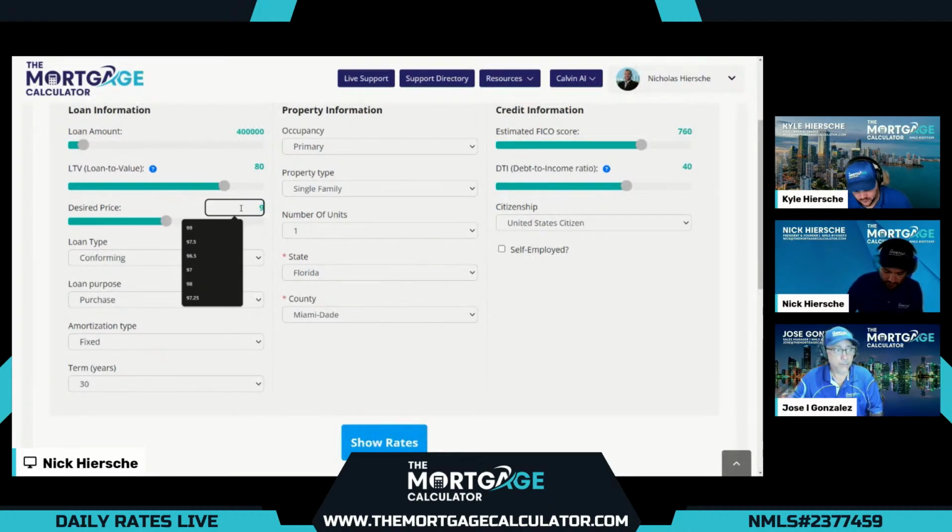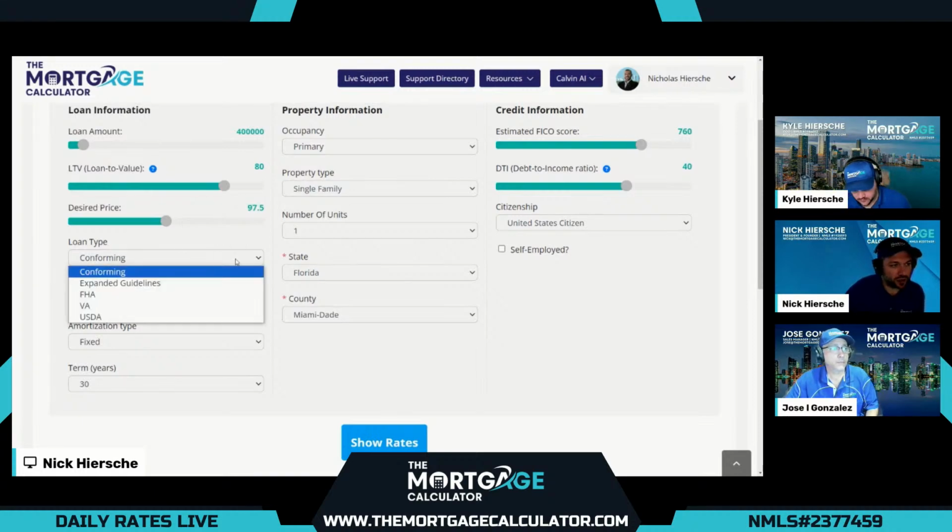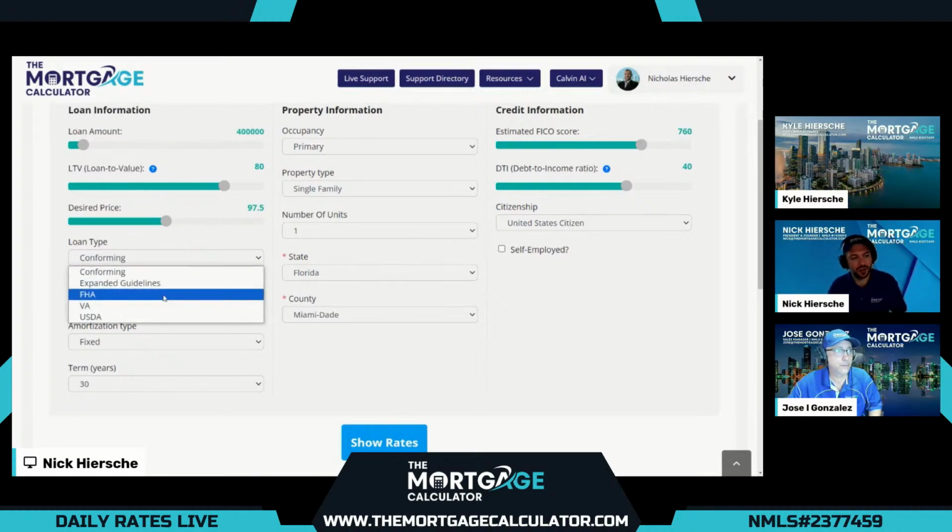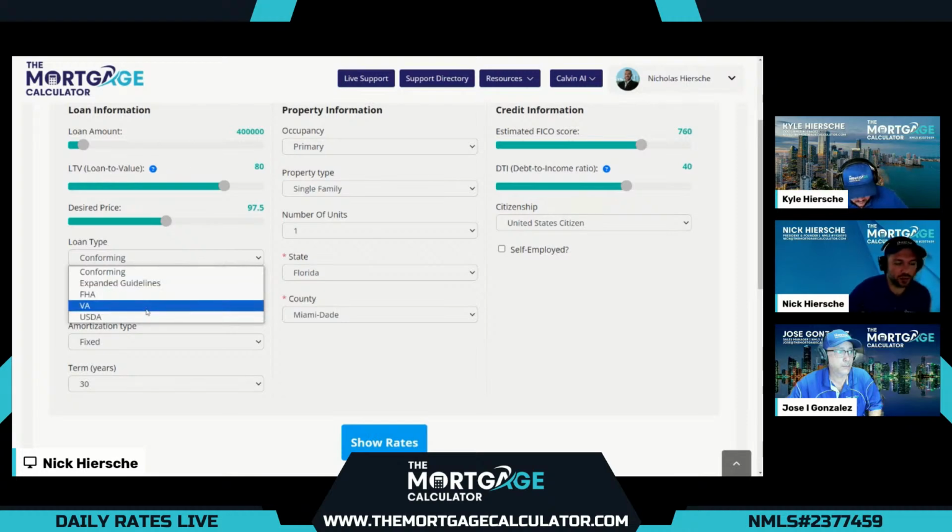We'll set the desired price here so we can find the lowest rates we can offer for conforming conventional, comparing that to FHA, which is usually the second option for most borrowers. And then we'll compare that to our expanded guidelines, also known as non-QM, where we have over 5,000 additional programs here. We also offer VA and USDA. VA is only for eligible vets and active service members. Just let us know if you are. And USDA is only for eligible properties. If you're looking in those areas, just let us know.